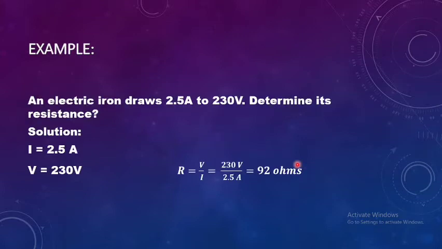So example, an electric iron draws 2.5 amperes at 230 volts. Determine its resistance. So we have the given parameters of 2.5 amperes and the voltage of 230 volts. By using the formula R equals V over I, we have 230 volts divided by 2.5 amperes. So we have a resistance of 92 ohms.